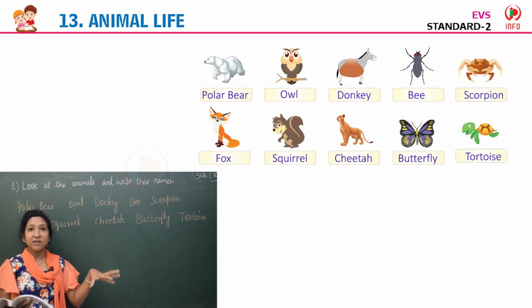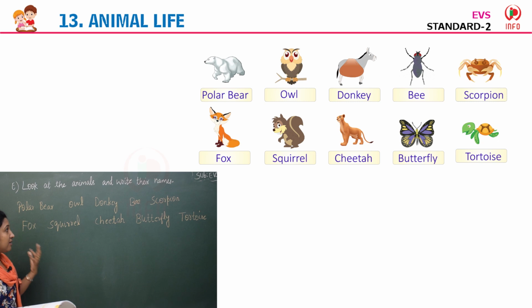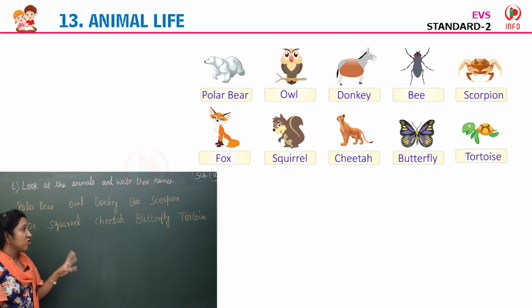So the first one is polar bear, second is owl, third is donkey, fourth is bee, fifth is scorpion, sixth is fox, seventh is squirrel, eighth is cheetah, ninth is butterfly, and the last image is of a tortoise.